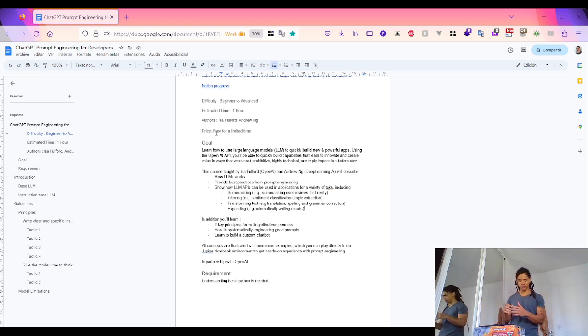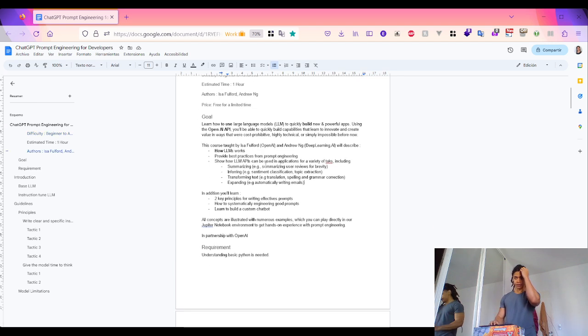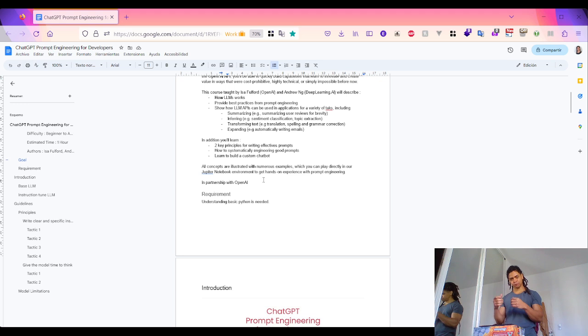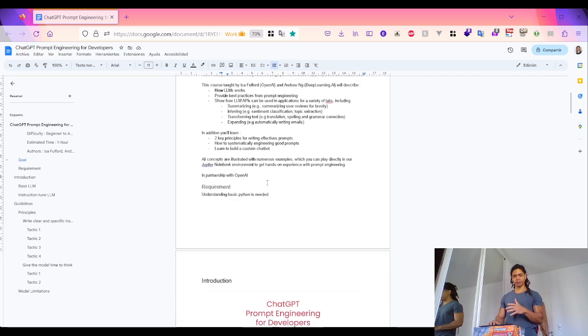like automatically writing new emails. They also show us two principles for writing effective prompts, as well as how you can systematically engineer good prompts in a practical project building a chatbot application. The requirement is that you should understand the basics of Python, as all of this course will be using the Jupyter notebook environment.